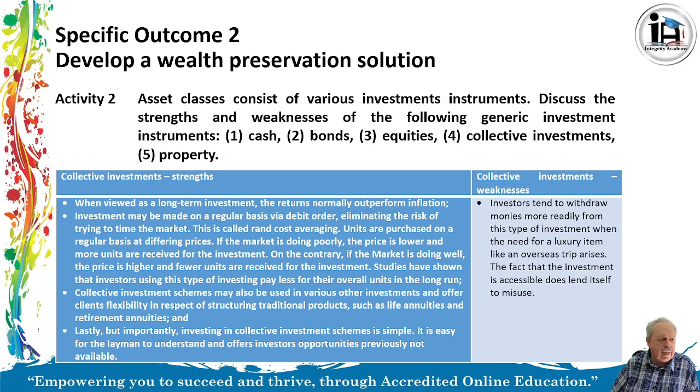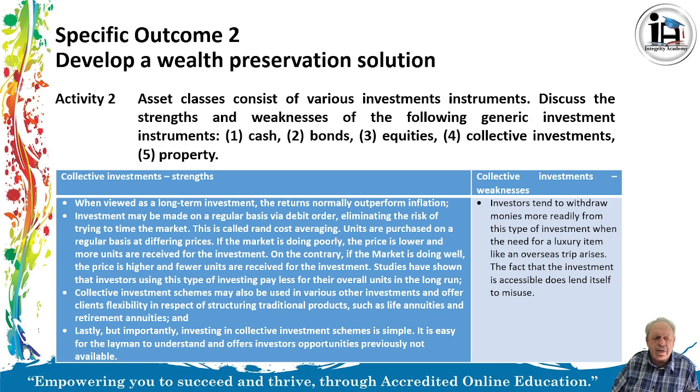Units are purchased on a regular basis at differing prices. If the market is doing poorly, the price is lower and more units are then received for your investment. On the contrary, if the market is doing well, the price is higher and then you receive fewer units for the investment you make at that point. Studies have shown that investors using this type of investment method pay less for the units over the long run. So it averages out.